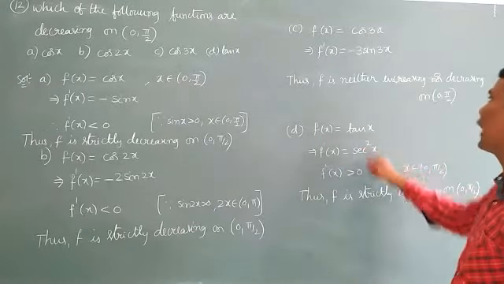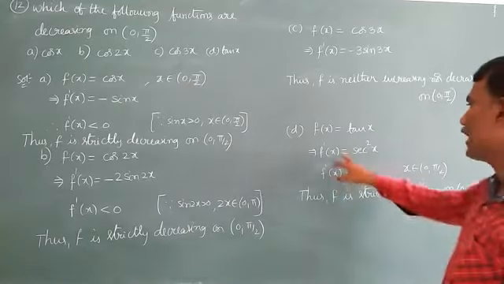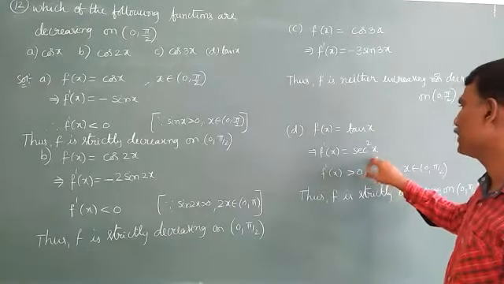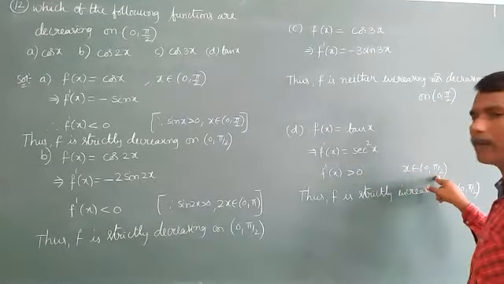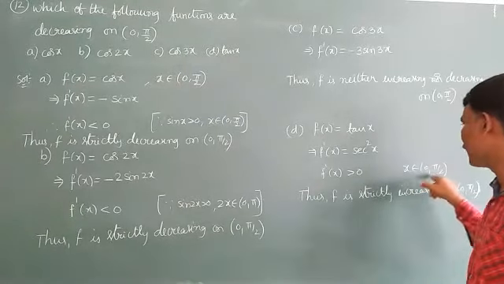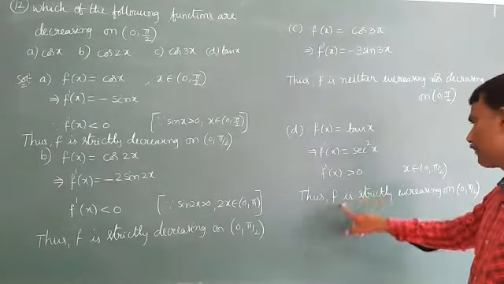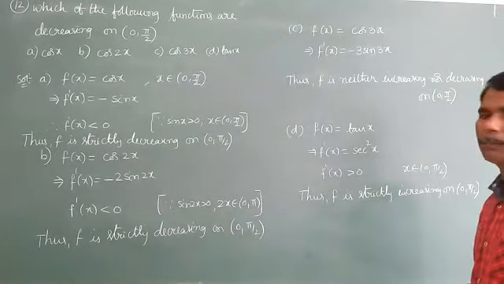f of x is equal to tan x. f dash of x is equal to secant square x. In the first quadrant, 0 comma pi by 2, the cos value is positive, and the reciprocals are positive. That's why it is increasing. f dash of x is positive, greater than 0. f is strictly increasing on 0 comma pi by 2.